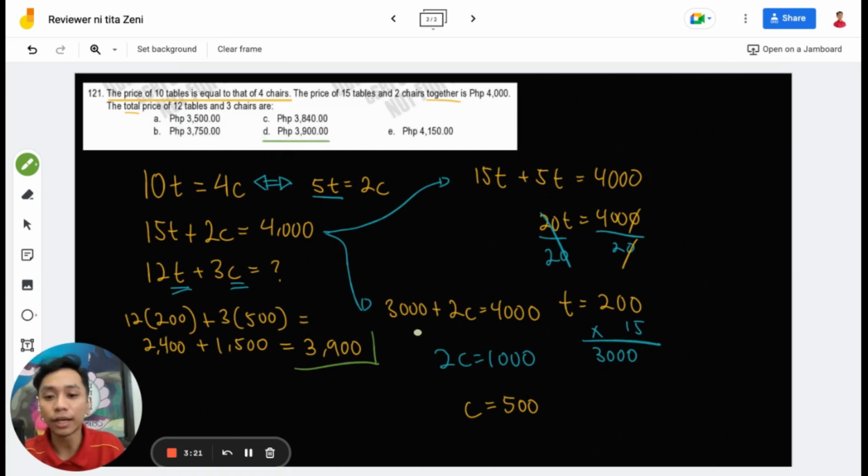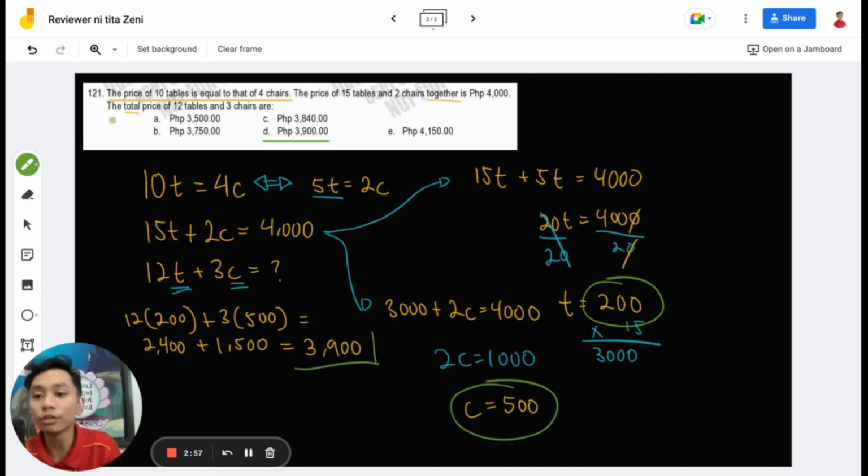So again, na-solve natin yan by, number 1, translate natin yung mga statements into mathematical equations. Mula dun sa mga equations, hinanap natin yung mga information na relevant to solve what is actually being asked, which is yung price ng 12 tables and 3 chairs. Sinolve natin muna magkano yung isang table, magkano yung isang chair, yung alam na natin. Ginamit natin yung equation na nakuha natin sa last statement, total price of 12 tables and 3 chairs, para malaman yung actual price.